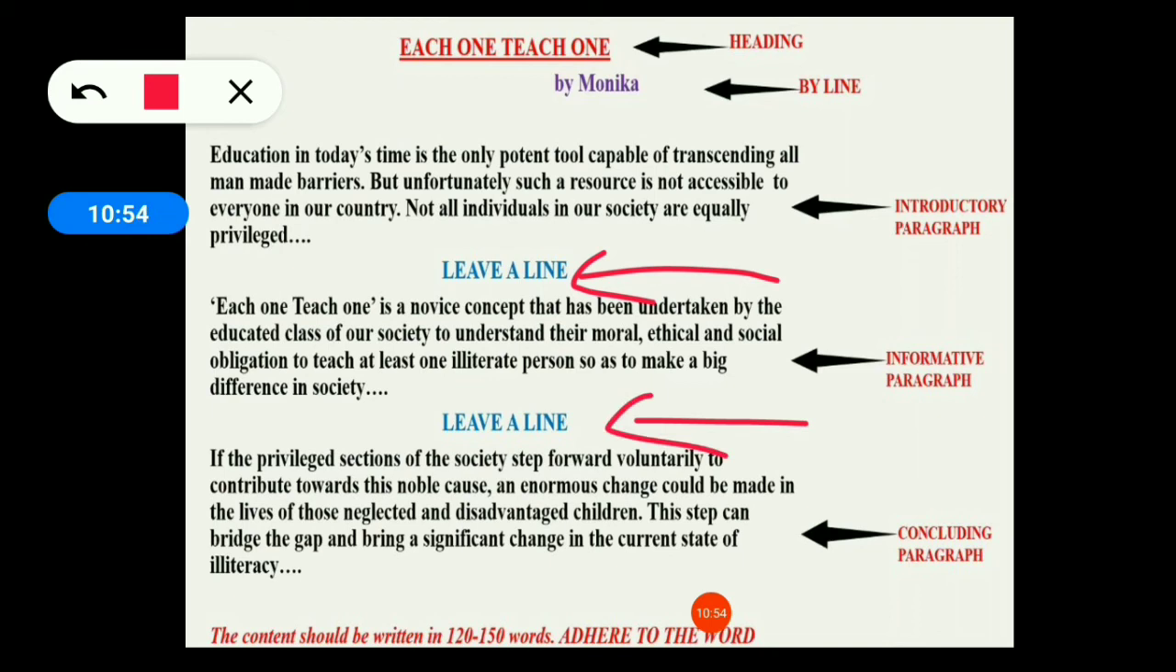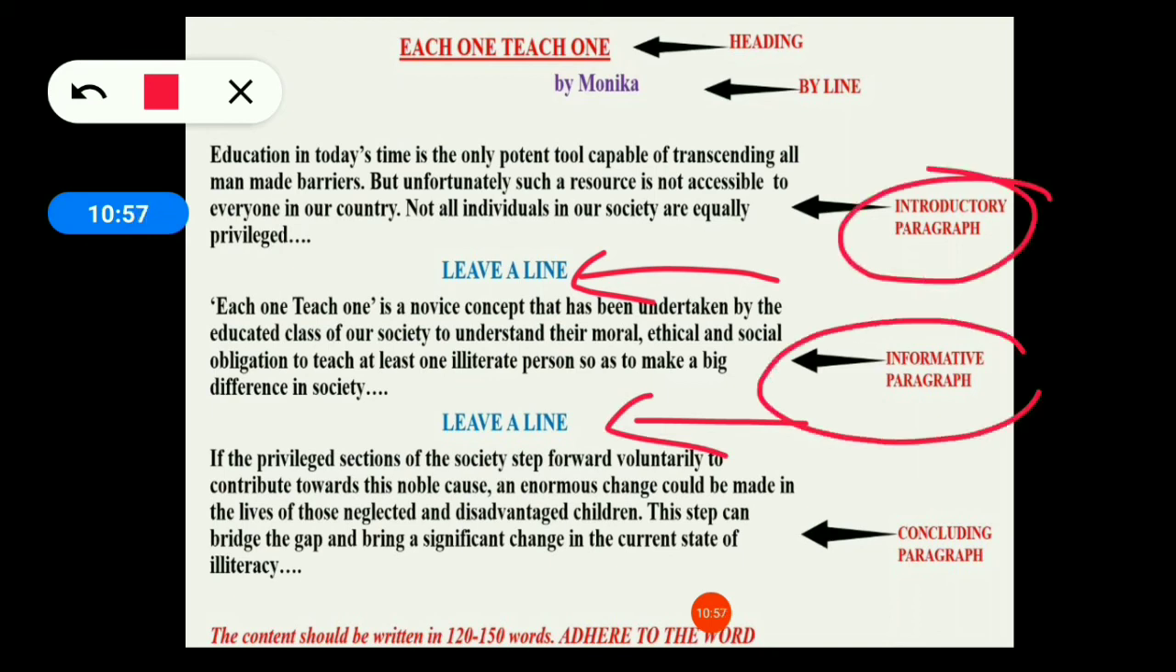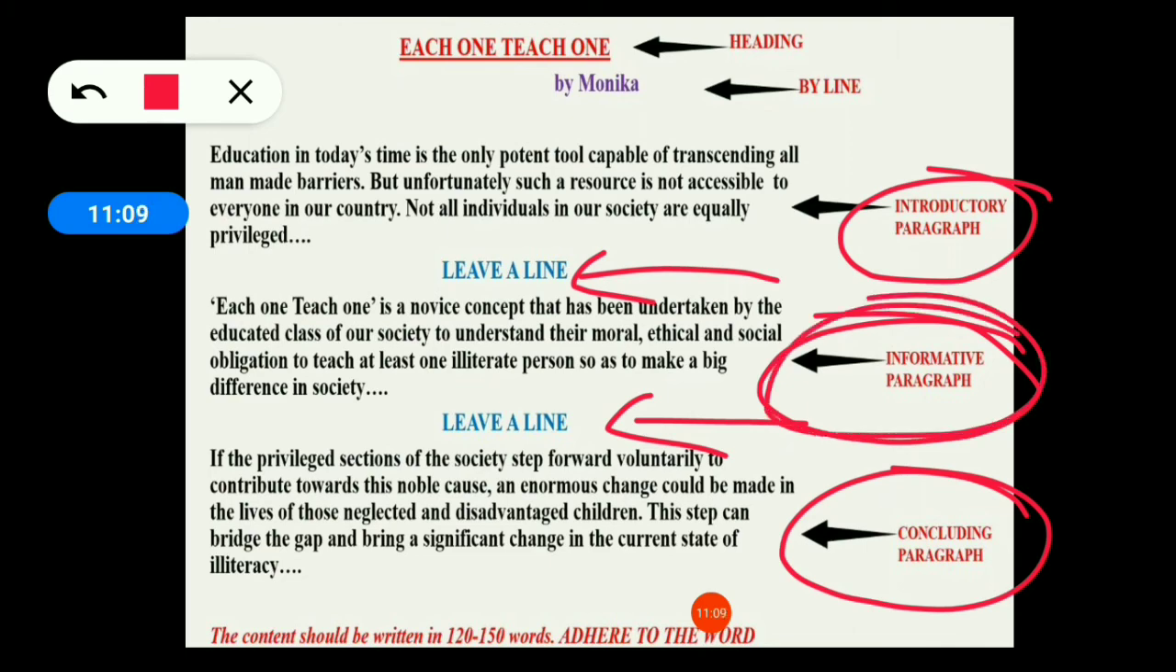So here you will find intro paragraph, informative paragraph, and concluding paragraph. This is to be written within 120 to 150 words. And here you can change more paragraphs according to your requirement, keeping in mind the word limit. So these are the things for article writing.